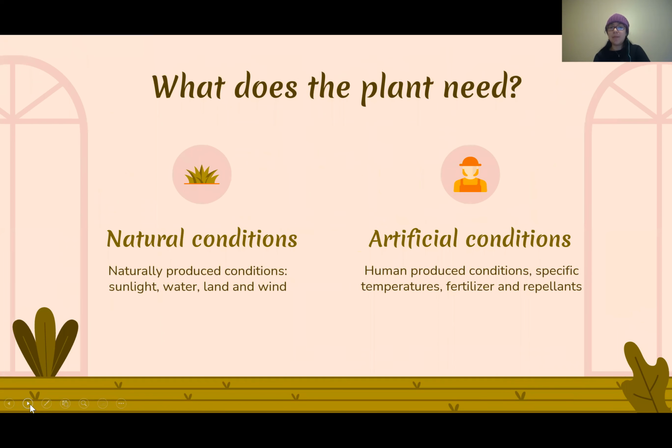What does a plant need? In natural conditions, it needs sunlight, water, land, and wind. In artificial or human-produced conditions, besides these, you need specific temperatures, fertilizers, and repellents.